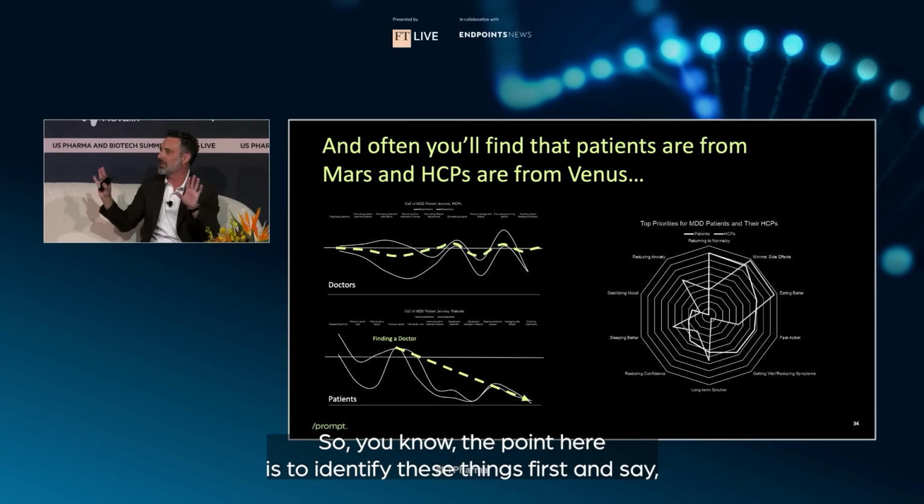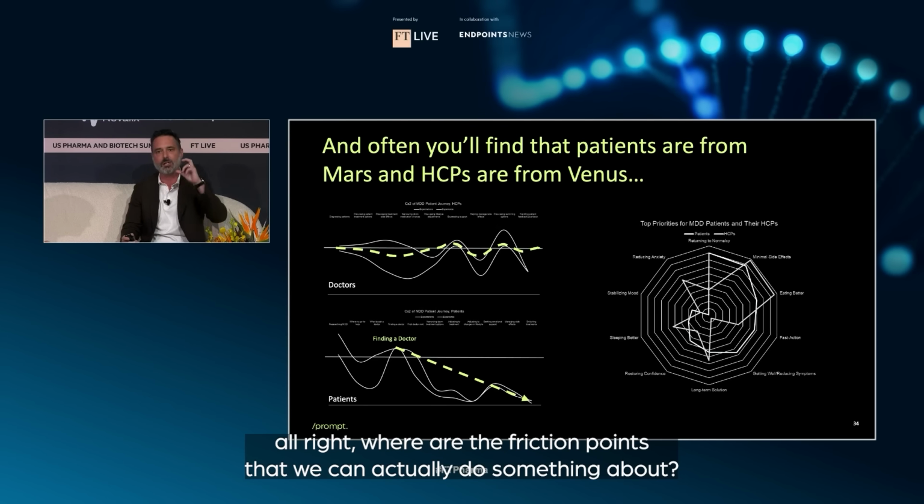So the point here is to identify these things first and say, all right, where are the friction points that we can actually do something about?